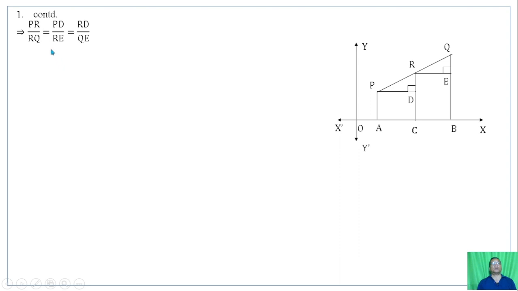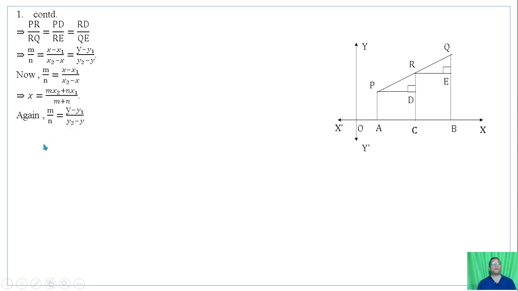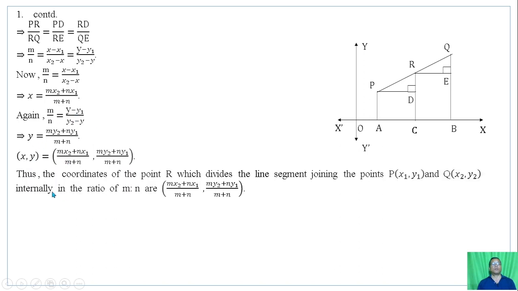Taking the first two members, we solve for x. We have x equal to this. And from the first member and the last member, we have m by n equal to this. Cross multiply and solve for y, we get this. Therefore, (x, y) has x whose value is this and y whose value is this. Thus, the coordinates of the point R which divides the line segment joining the points P and Q internally in the ratio m:n are x whose value is this and y whose value is this.